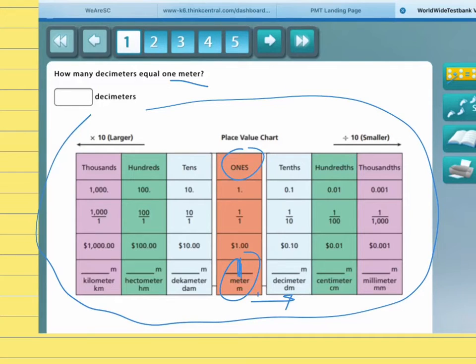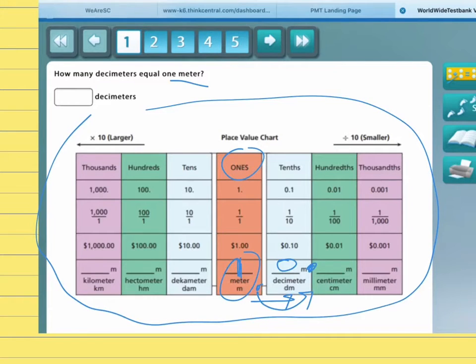You just do a simple single shift with the decimal point to the right, and that put in your place value holder here. So 1 meter is the same as 10 decimeters. So it is a single decimal point shift to the right.